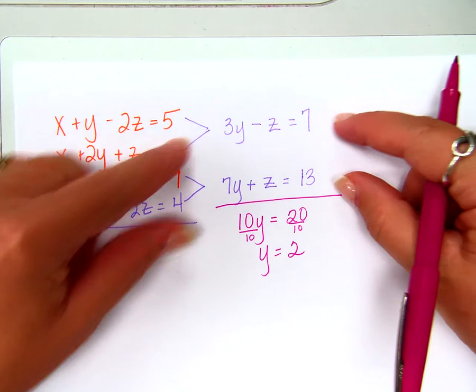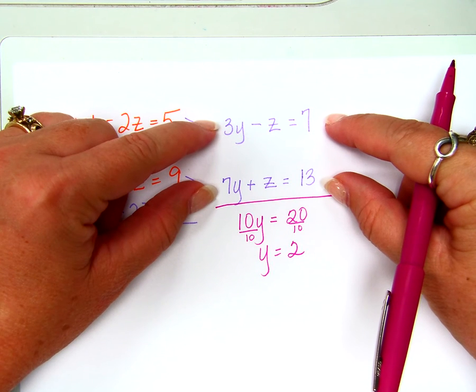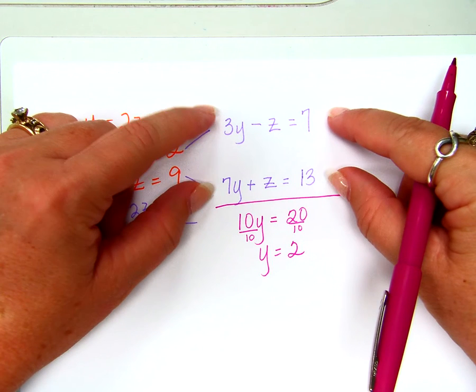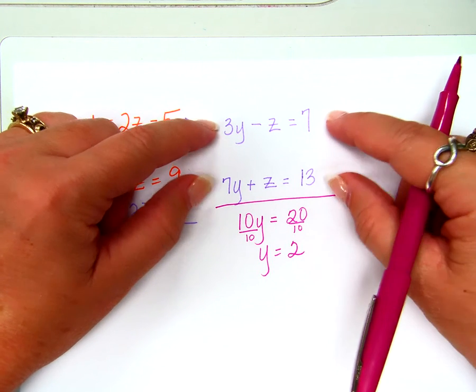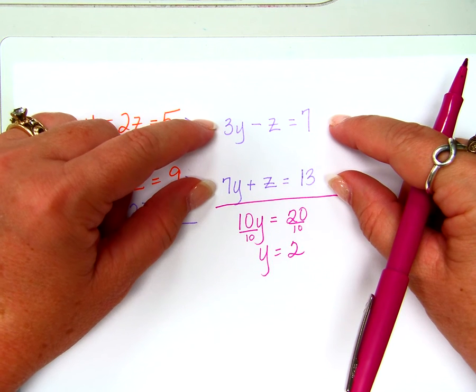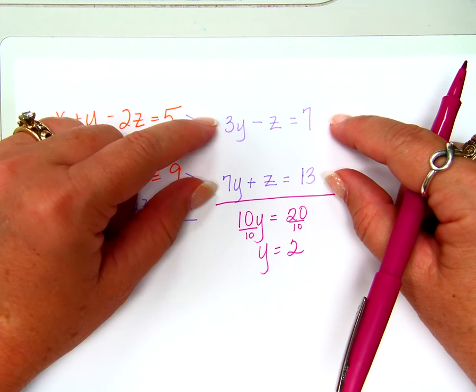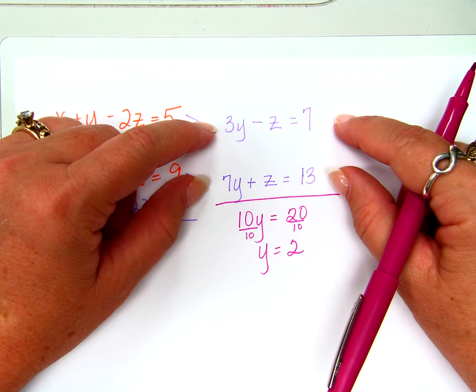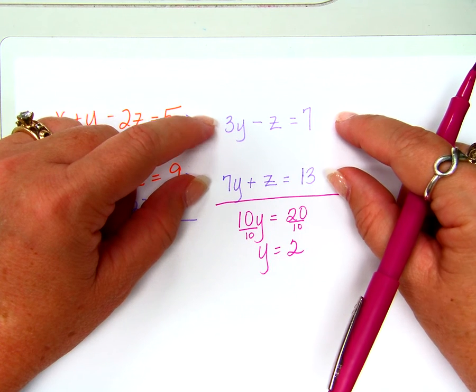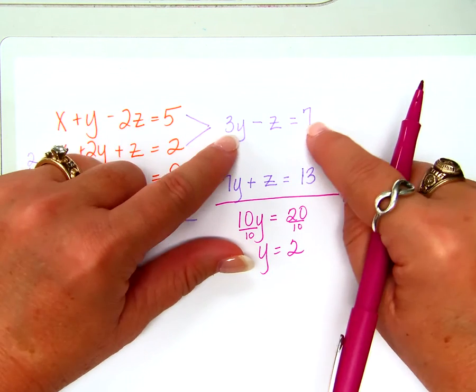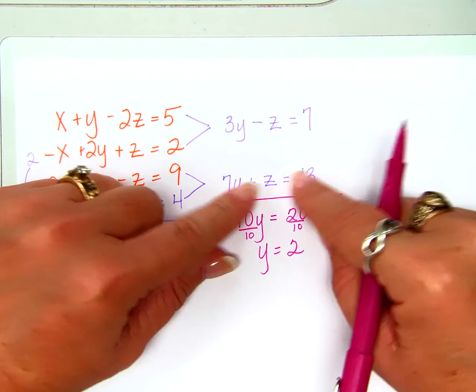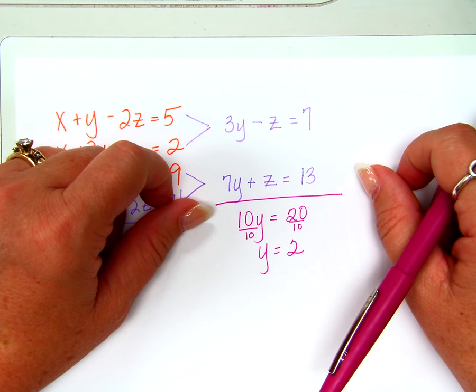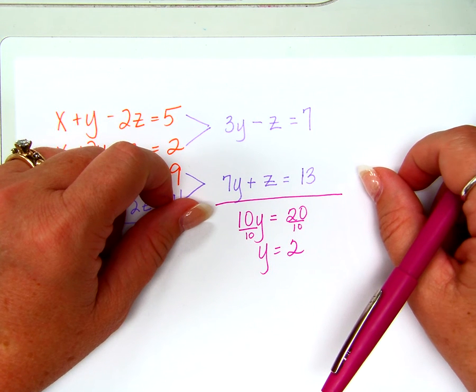Why couldn't I go to one of these? Wouldn't that be a better idea? If I plug it into one of these, what am I going to know? Z. So which one should I choose, top or bottom? There's good reasons to choose both of them, right? The top has smaller numbers, the bottom Z is positive. Guess what? It doesn't matter.